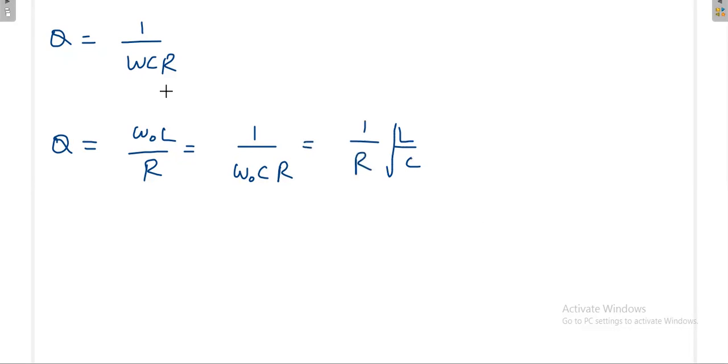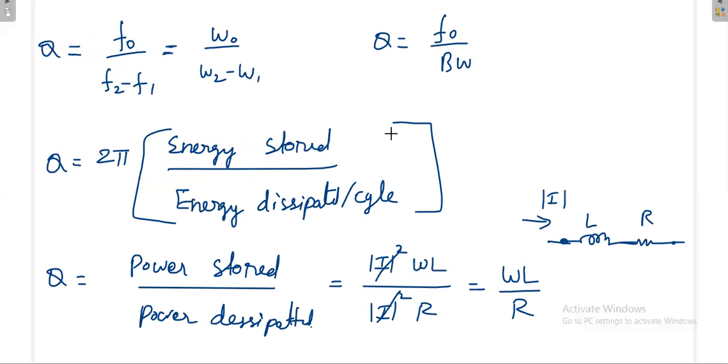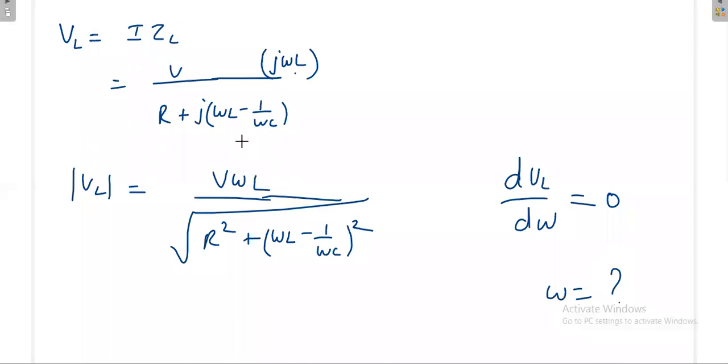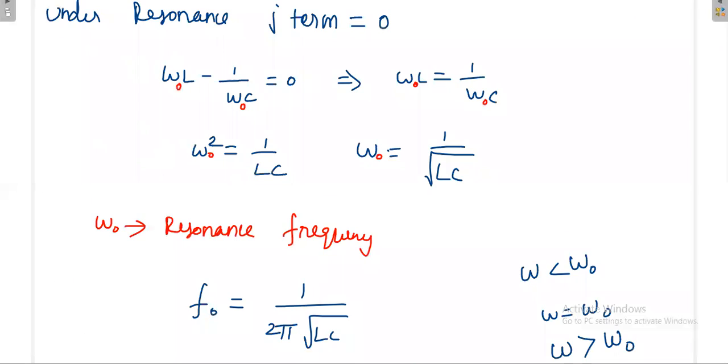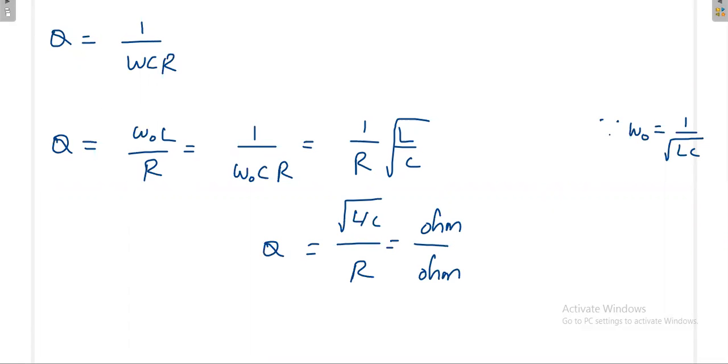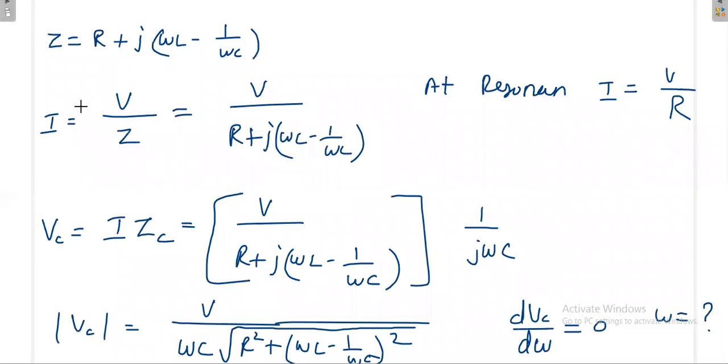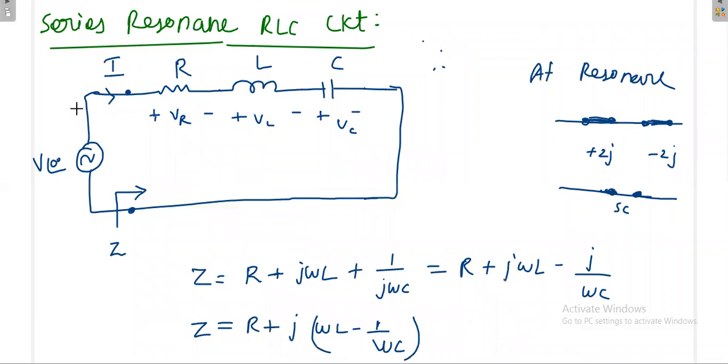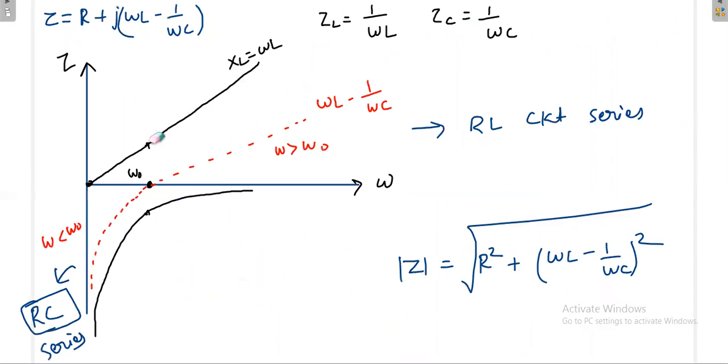You can also write it as 1 by R times the square root of L by C, where omega naught is equal to 1 by square root of LC, which we already calculated. You can convince yourself using units: the square root of LC is in the denominator, and the ohm comes in the numerator, so it is the square root of L by C, which is in ohms only. That means your answer is right.